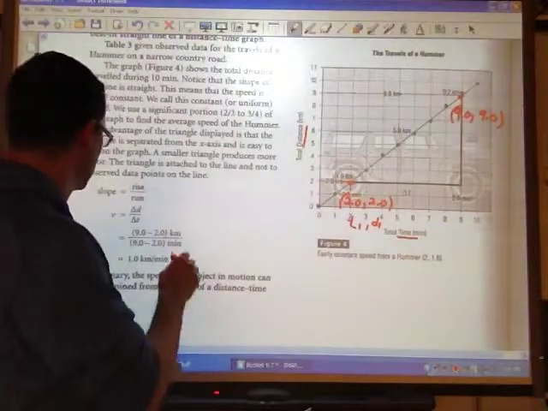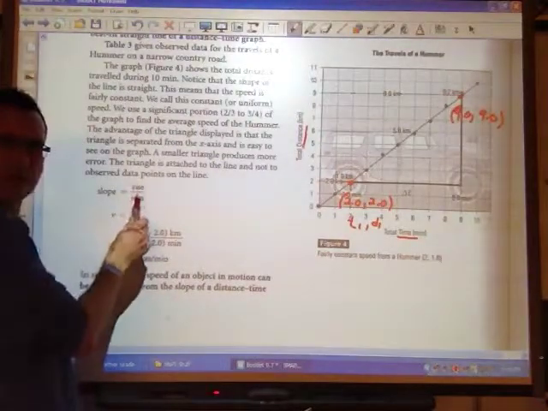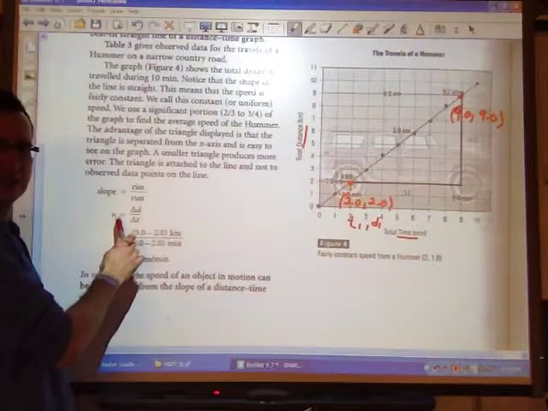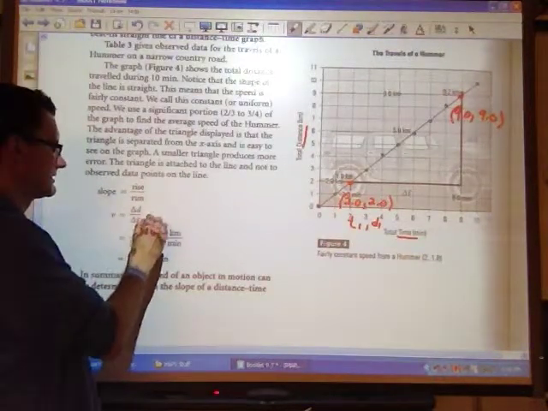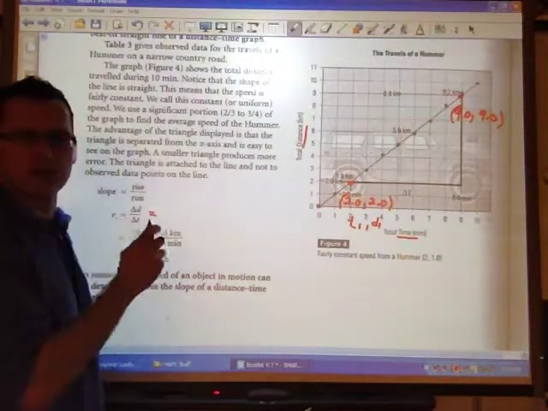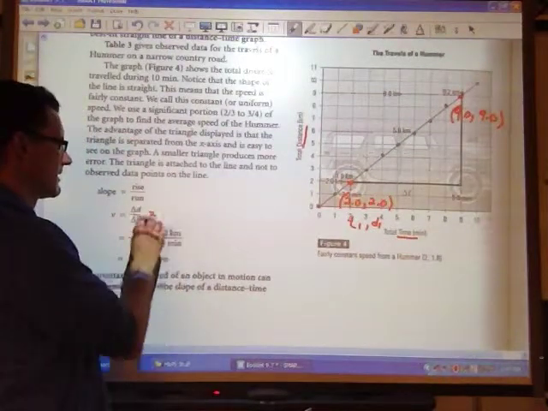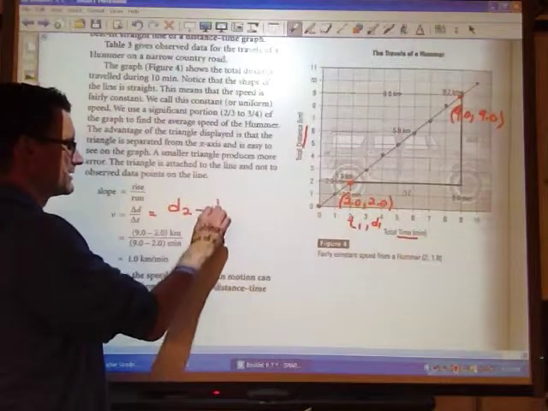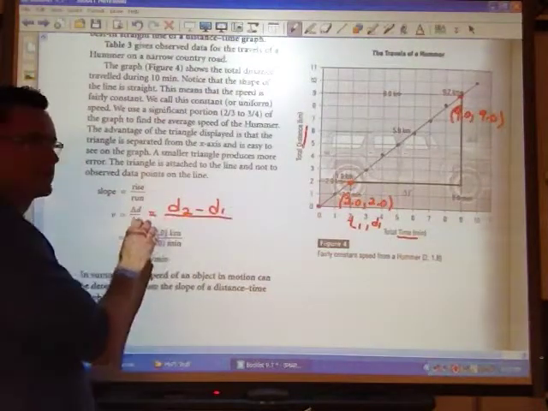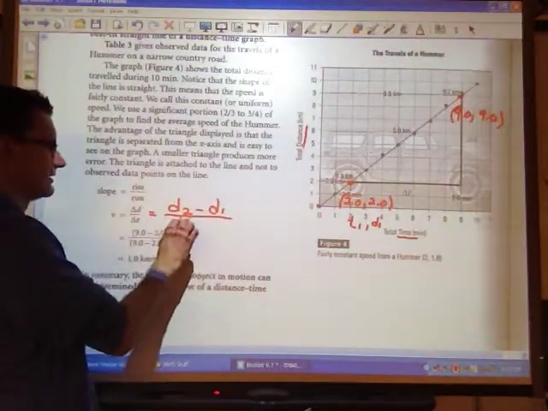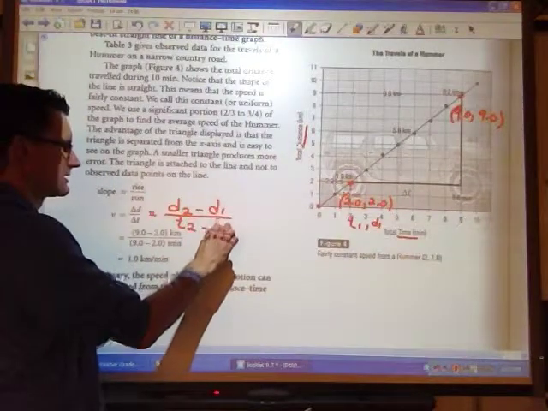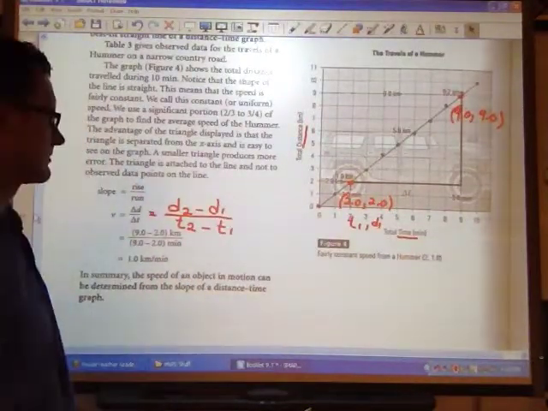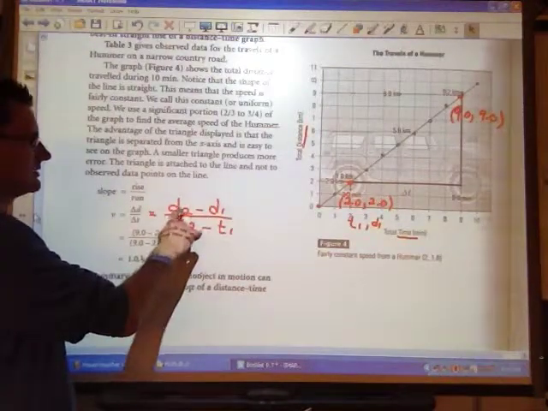Okay? So when looking at the slope here, slope is equal to rise over run, or v is equal to delta D over delta T. What I wish they would have put in here, which I'll get you to insert, is a change in D is equal to D2 minus D1. A change in T is equal to T2 minus T1. So in setting that up, you can just simply pull your numbers in. D2 and D1.